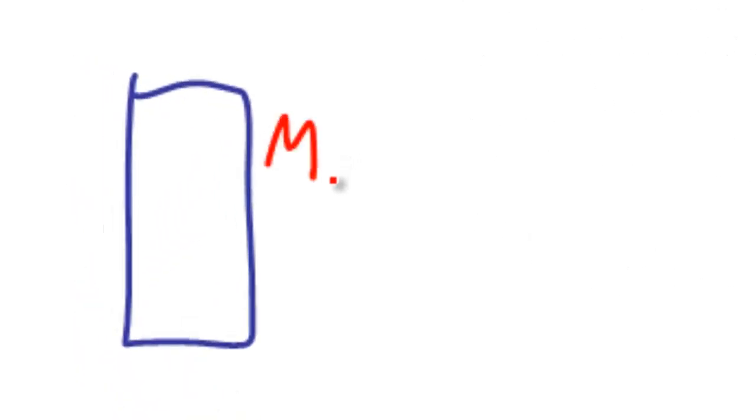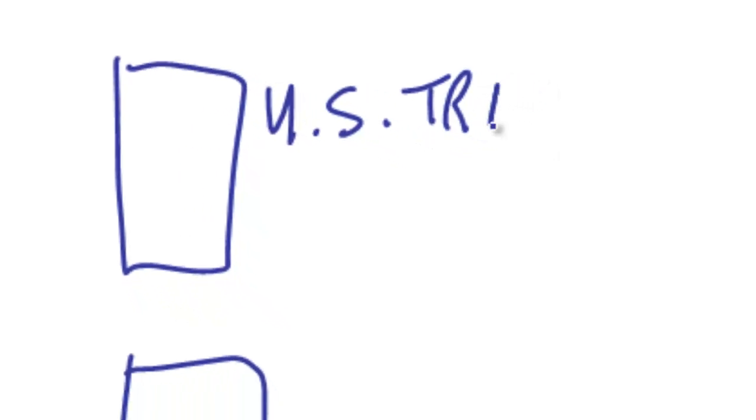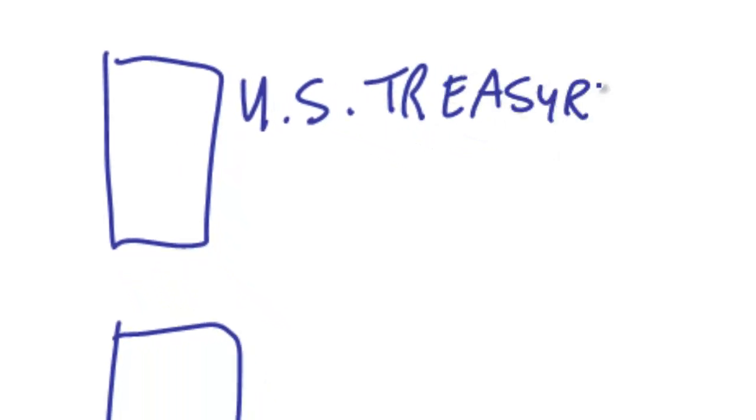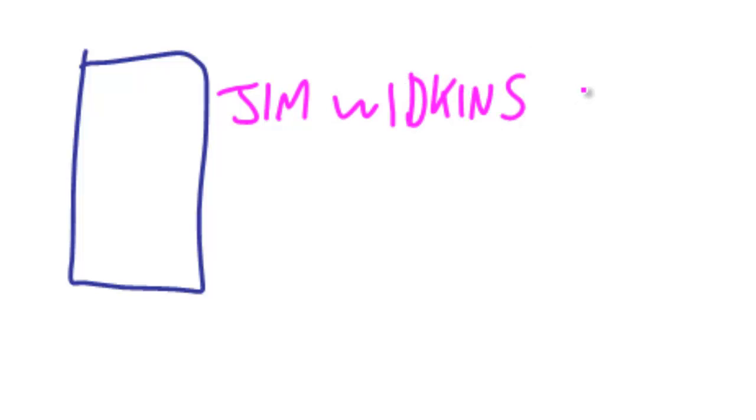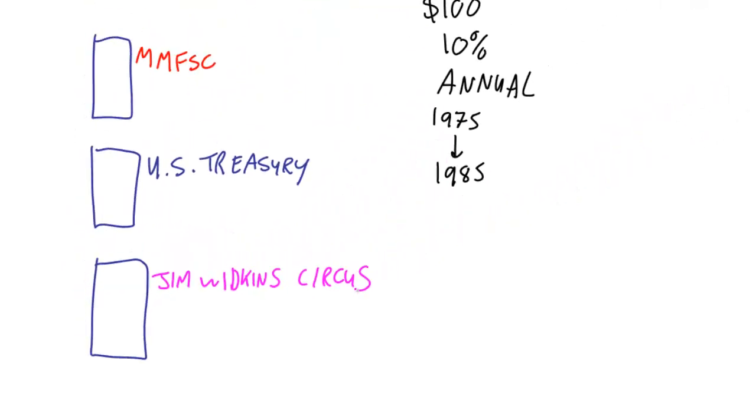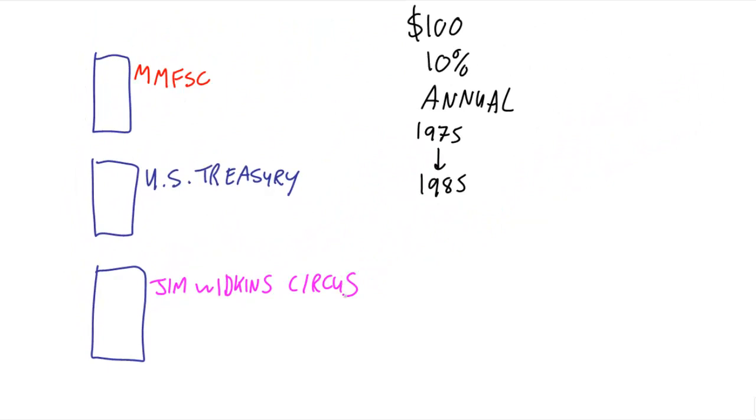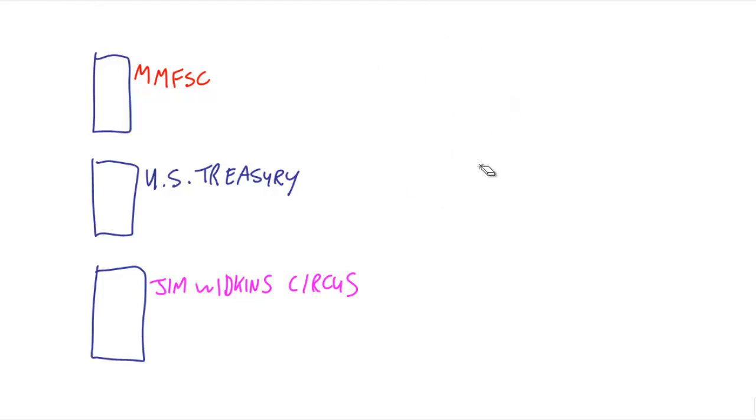So this is the MithrilMoney Fish Source Company. We're talking about dollars here. So this is the US Treasury. The final one there is Jim Widkins Circus. So Jim Widkins Circus, the US Treasury, and the MithrilMoney Fish Source Company. They look the same, but should we pay the same for each of these? We'll just assume that we know what all of these terms are here. Just to tidy up the diagram a bit. So would you pay the same for those things?